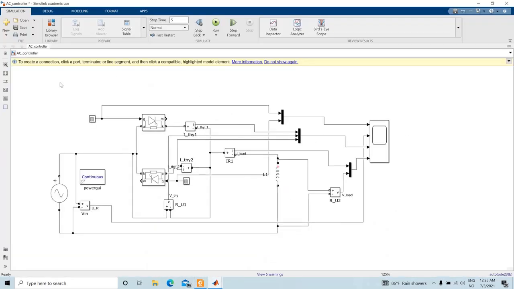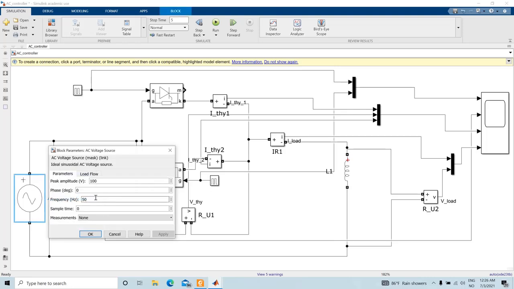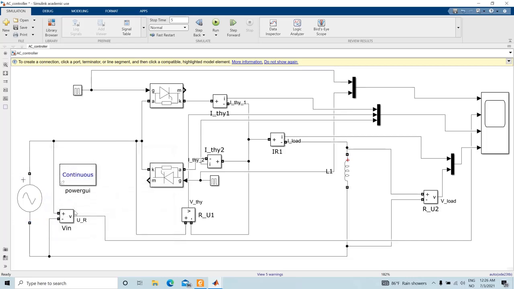So here is a very short model that is being built here. This is our input voltage. In this particular case, I put the frequency at 50 Hertz, the peak amplitude at 100 volt, and then I'm measuring the input voltage. So here is the input voltage, which can be written as V in. This is going to the output, and then we have two thyristors placed in anti-parallel direction.